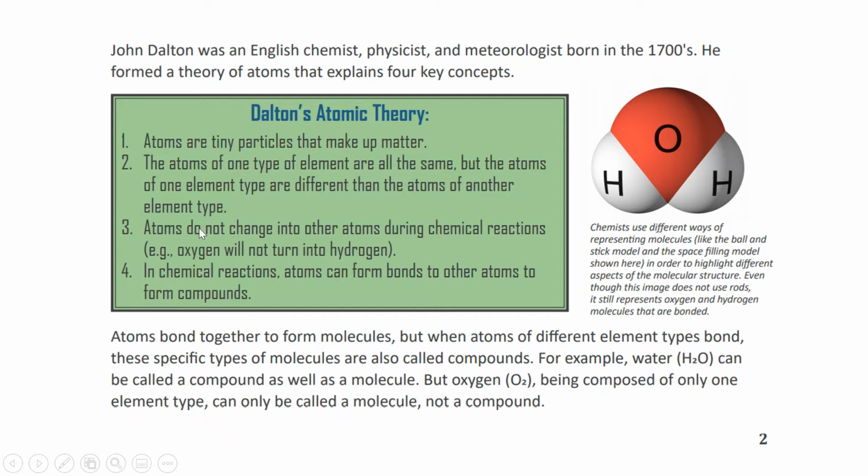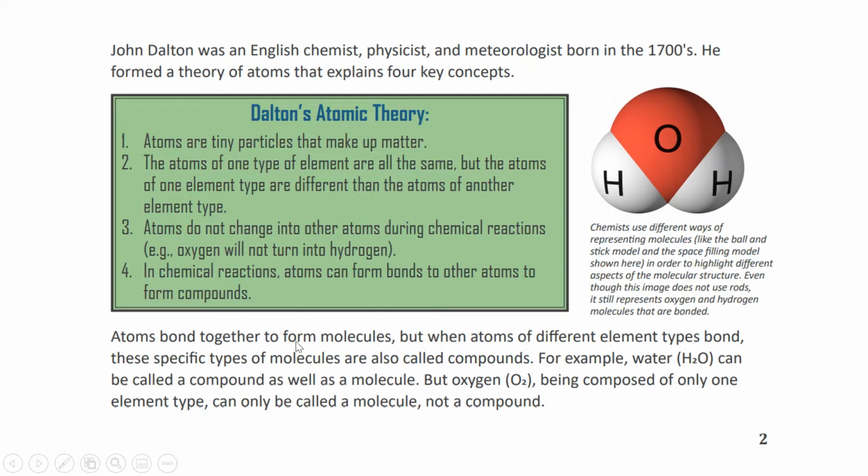3. Atoms do not change into other atoms during chemical reactions. Example, oxygen will not turn into hydrogen. 4. In chemical reactions, atoms can form bonds with other atoms to form compounds.